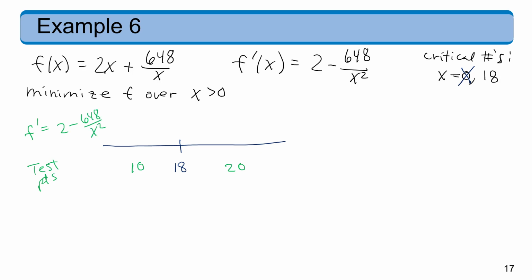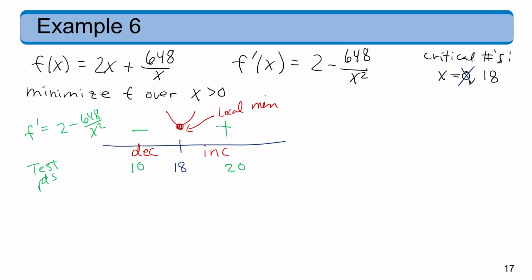So when I plug in 10, this will be 648 over 100, which is 6.48. 2 minus 6.48 is negative. And when I plug in 20, we'll get 648 over 400, and when you simplify that, you'll see you get a positive. So it changes. We have here decreasing, increasing. And that tells us we've got a local min at x value 18.